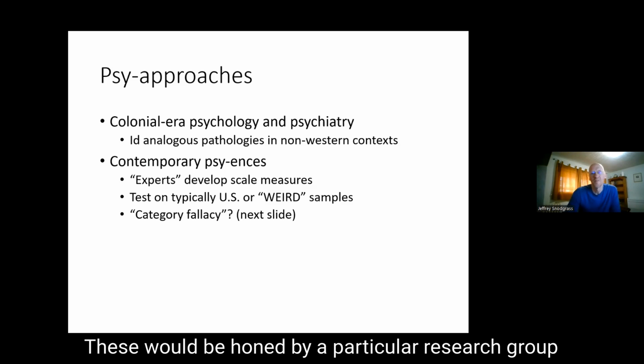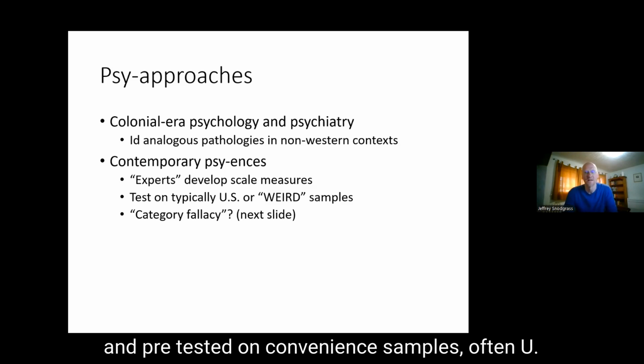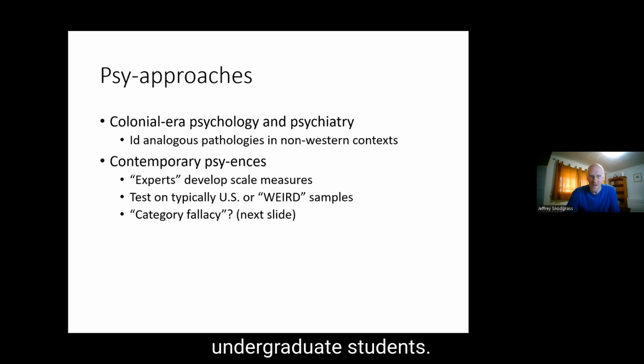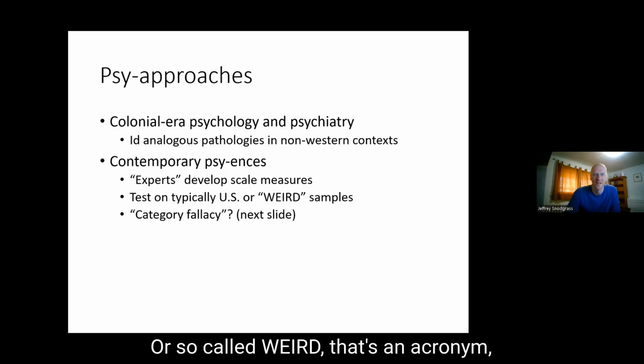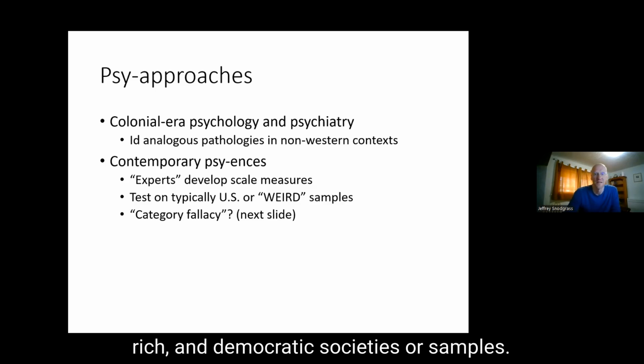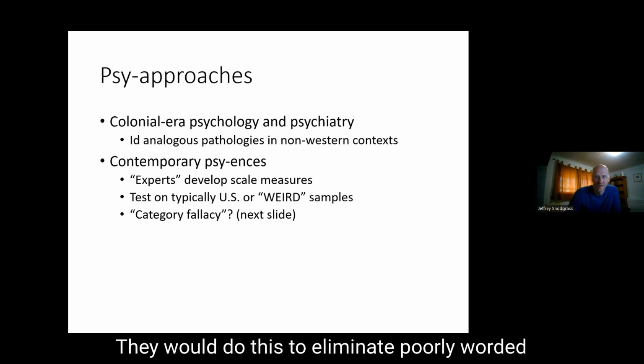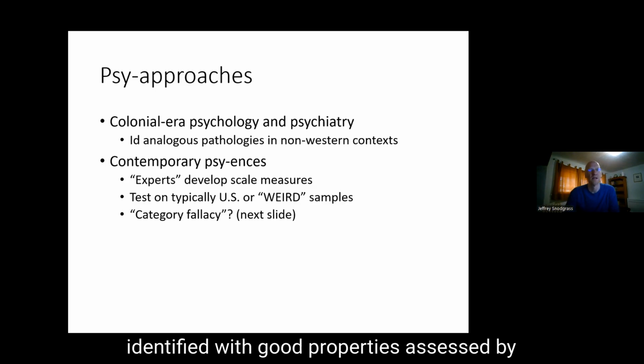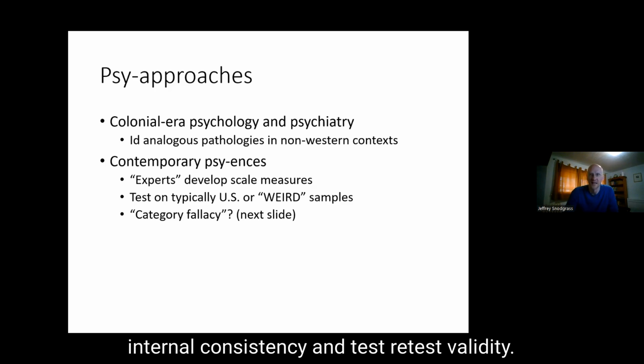These would be honed by a particular research group and pre-tested on convenience samples, often U.S. undergraduate students, or so-called WEIRD, that's an acronym, societies, for Western, educated, industrialized, rich, and democratic societies or samples. They would do this to eliminate poorly worded or misunderstood items until a set was identified with good properties assessed by internal consistency and retest validity.